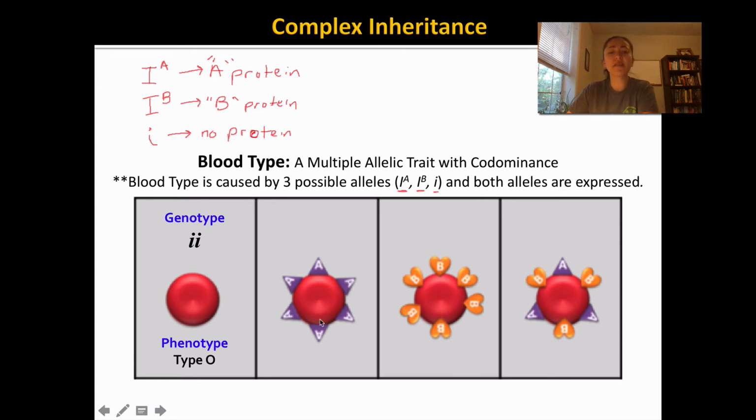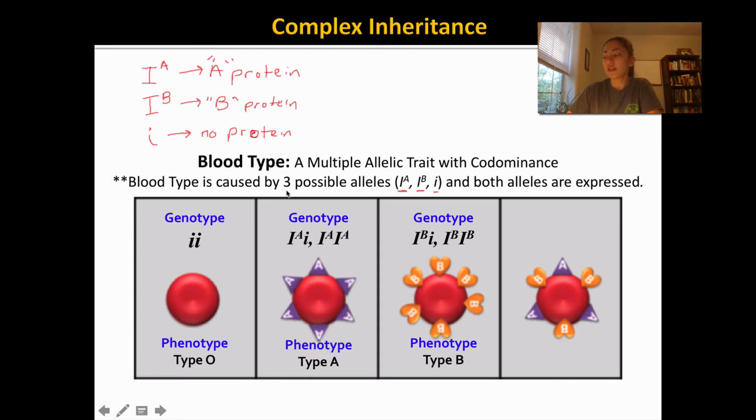However, for an individual with type A blood, what are their possible allele combinations? Well, one possibility is that they could be IAi. In this case, the first allele would cause an A protein to be made, and the second allele wouldn't make any protein. So this individual could only make the A protein, and that would make them type A, and only A proteins would coat their blood. Another possible allele combination that would lead to type A blood would be IAIA. Again, an individual that is IAIA would also only be able to make the type A protein.